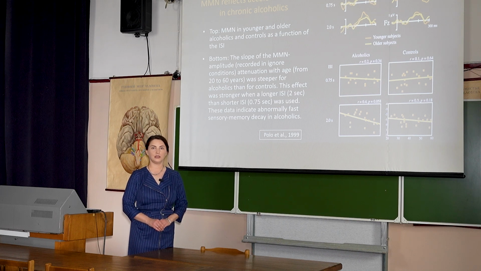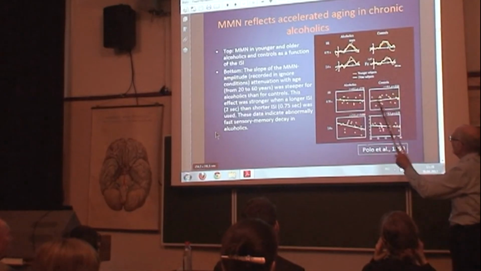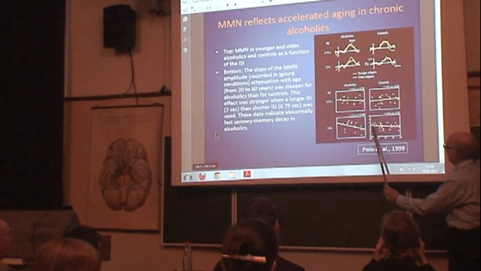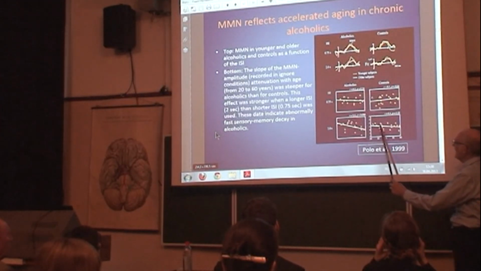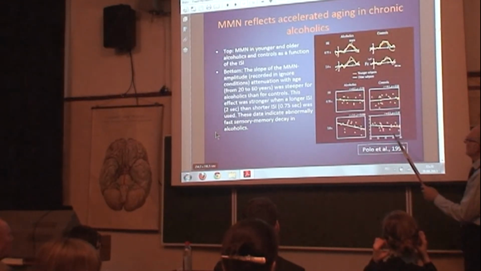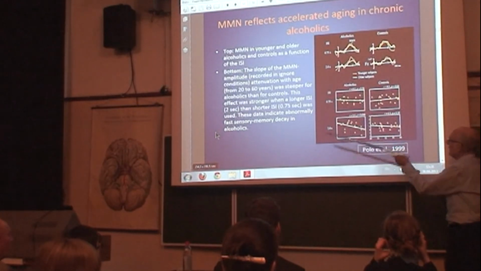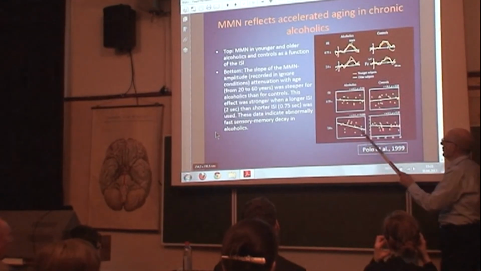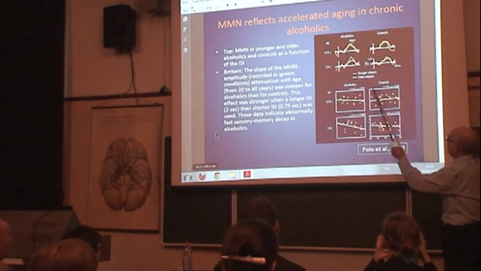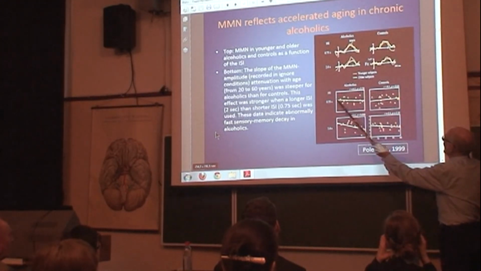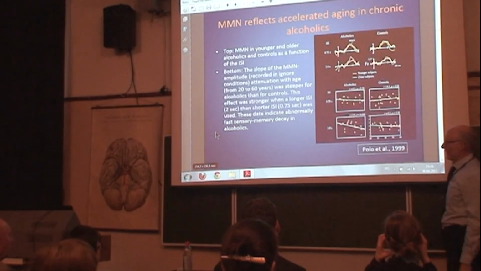This is what Risto Näätänen said about it. For normal subjects, from 20 to 60 years, you can see how there is such a mild slope. Mismatch negativity goes down, but not so fast after 20 to 60. But in chronic alcoholics, you can see that this slope is much steeper. This is for a longer interstimulus interval, this is a shorter. So controls, here no effect of aging. And here we can see in alcoholics it goes down.